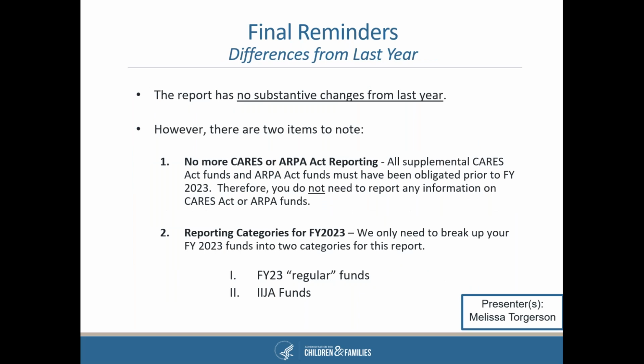There's no substantive changes from last year, but you'll notice there's no more CARES or ARPA to be reporting, and that we only need you to break up your 2023 funds into 2 categories. That's the 2023 regular funds. Those are all the non-supplemental, and Dan gave you those codes and CAN numbers earlier in the slide deck, and then IIJA funds.